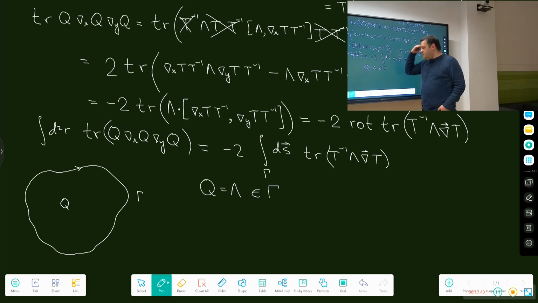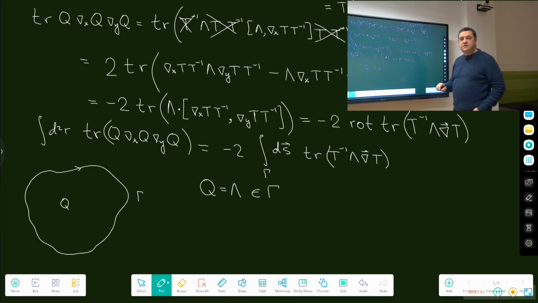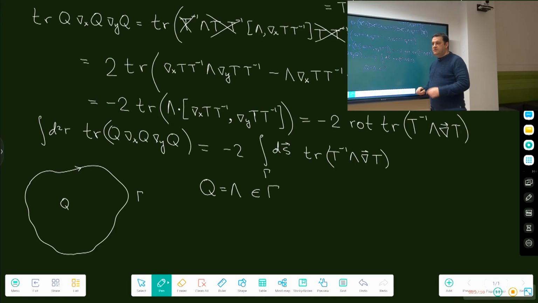And actually lambda is just a simple choice. We can choose any other point of the manifold, it doesn't matter. So Q is lambda, but T is not fixed. That's the point. Even if we say that the matrix Q is fixed to lambda far away, it doesn't mean that we fix the T matrix.